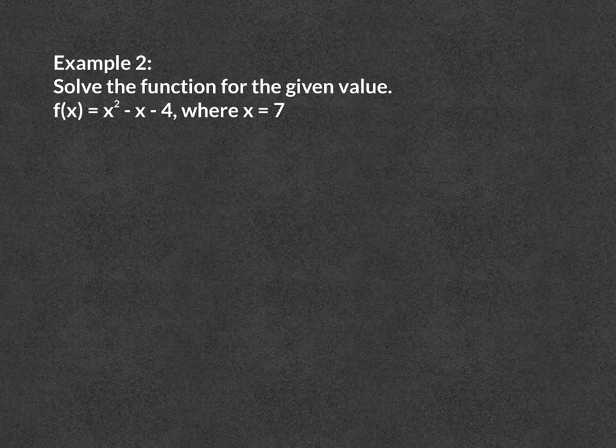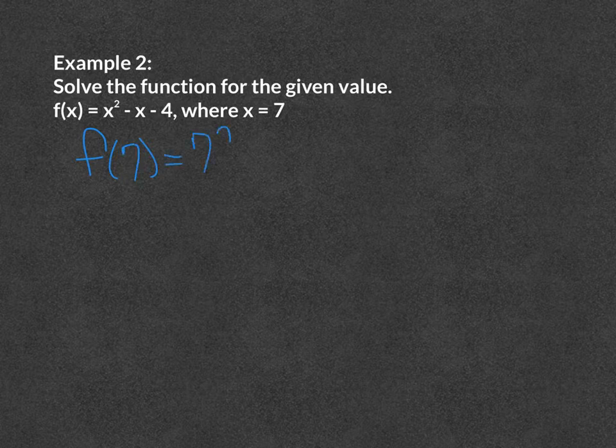Example number 2. Solve the function for the given value. F of x equals x squared minus x minus 4, where x equals 7. So wherever there's an x, I'm going to replace it with a 7. So I'm going to start with writing f of 7 equals 7 squared minus 7 minus 4.